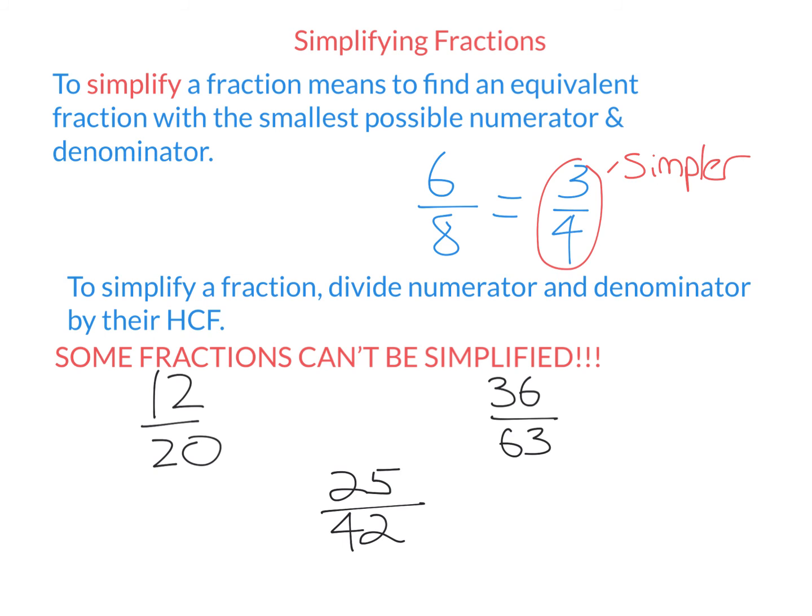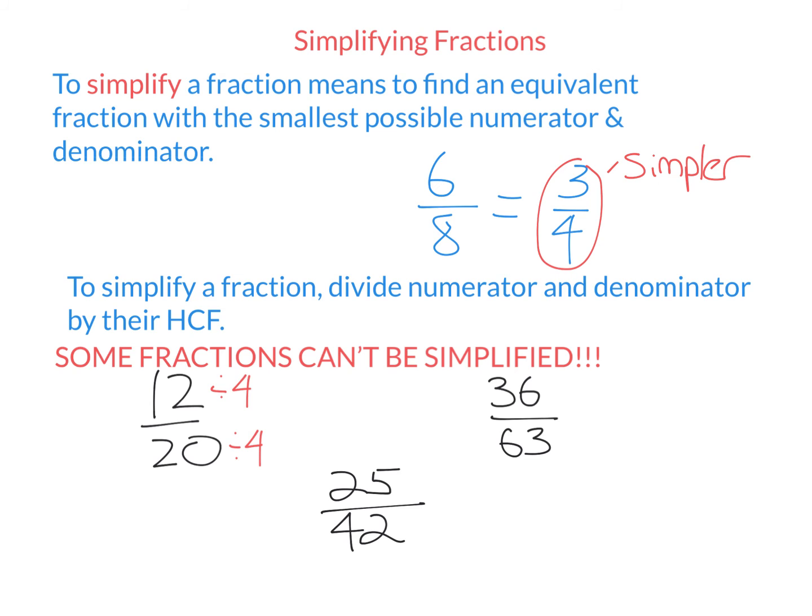Let's start with 12 over 20. I want to find an equivalent fraction with smaller whole numbers, so I'm going to divide top and bottom by the highest common factor. What is the highest number that goes into 12 and 20? That is, of course, 4. 4 goes into 20, and also goes into 12. Remember, what you do to the top, you must do to the bottom.